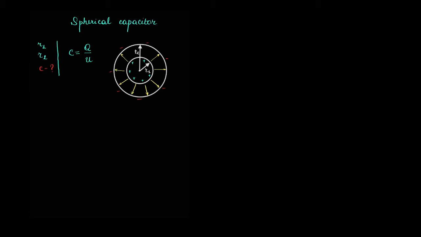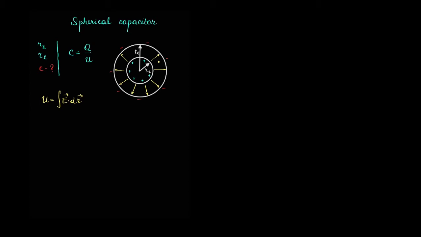To find the capacitance, first we need to find the relation between the voltage and the charge on one plate of the capacitor. It's very easy because U is given by the integral of E dot dr, where this is the scalar product of these two vectors. E is the electric field inside the capacitor, at any point, for example, this point. So to find the potential difference, you need to know the electric field strength inside the capacitor.